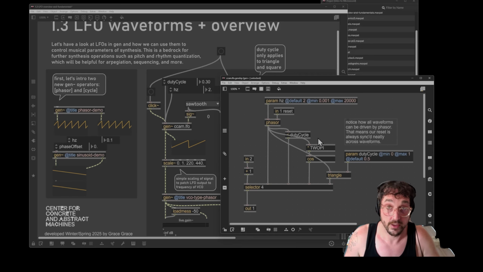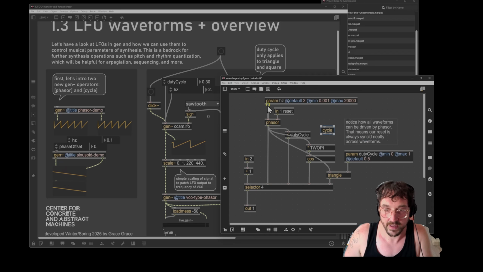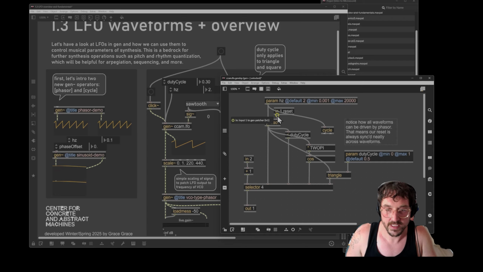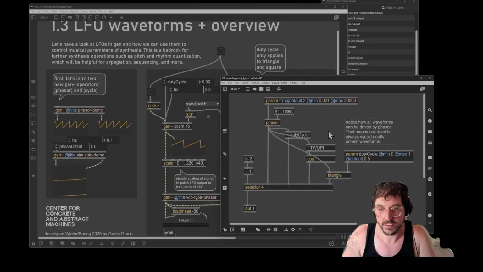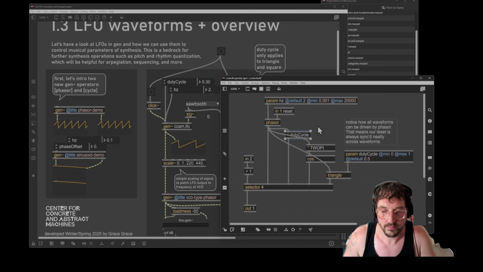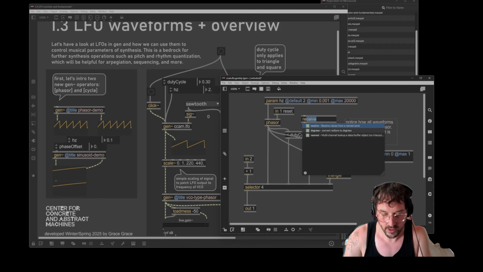instead of cycle. I could use cycle here too, and that would be mostly functionally equivalent, except cycle, I could do something like this, right? And plug that in here. Cycle doesn't have a reset to it. And so this is a nice thing about driving all these from a phasor, is that I can reset and synchronize these waveforms if I'm just driving them by the same phasor, and they all stay kind of perfectly in sync that way.